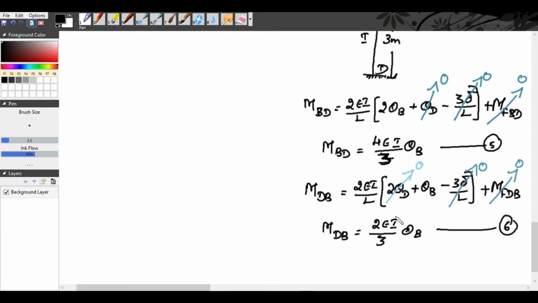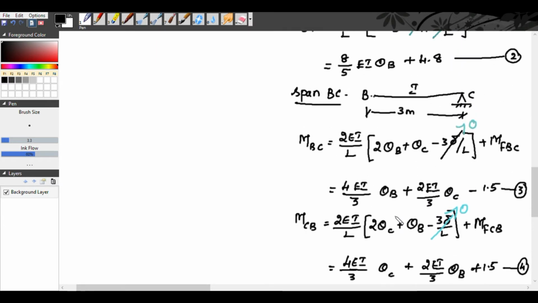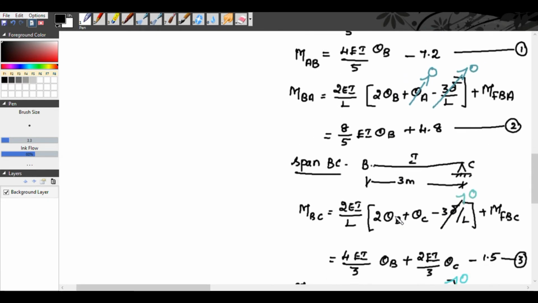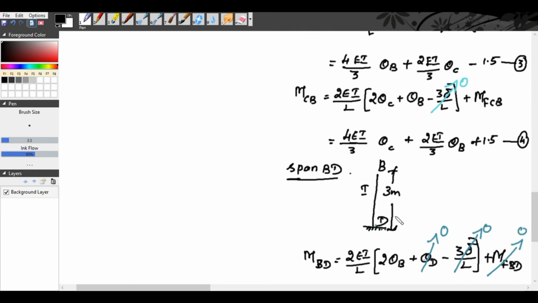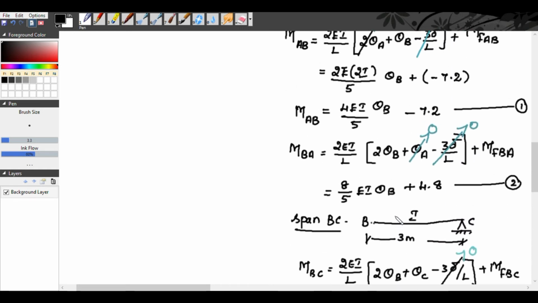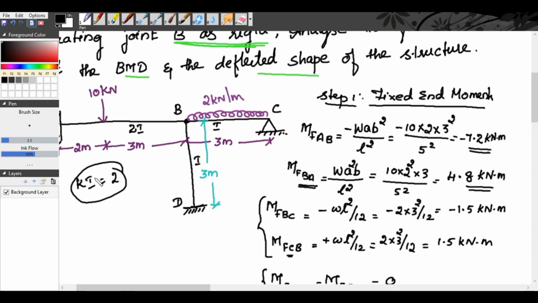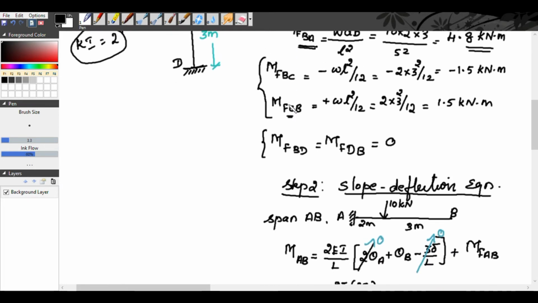So, you can compare all the equations from 1 to 6. On the right hand side, if you see, the unknowns are theta B and theta C, right? That means our kinematic indeterminacy of this problem is 2. We know the definition for kinematic indeterminacy is the number of independent displacement coordinates. So here the number of independent displacement coordinates are 2, because the displacements are rotation at B and rotation at C. Now we will move on to our third step.